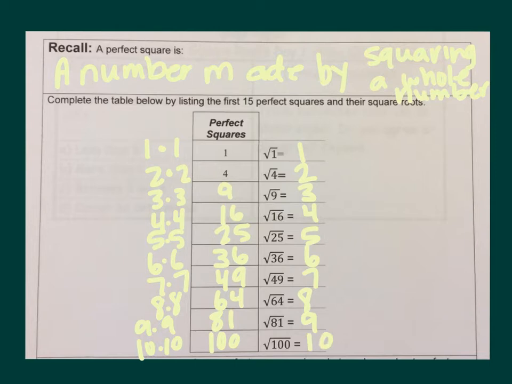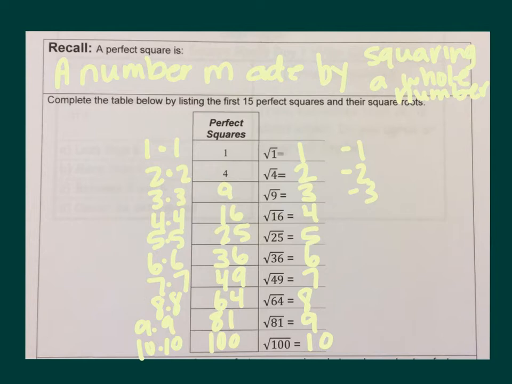And we could keep going if we wanted. We could do 11 times 11, 12 times 12. All of those numbers would be perfect squares. And when we find the square root of a perfect square, our answers are going to be integers. We could also have written, remember, -1, -2, -3, because -1 times -1 is also 1. But usually you're just looking for the principal square root, the positive square root. So in this case, we'll just list the positive square roots.